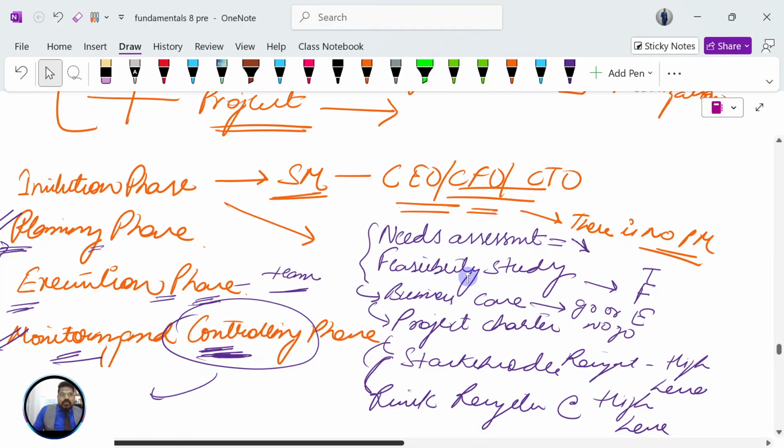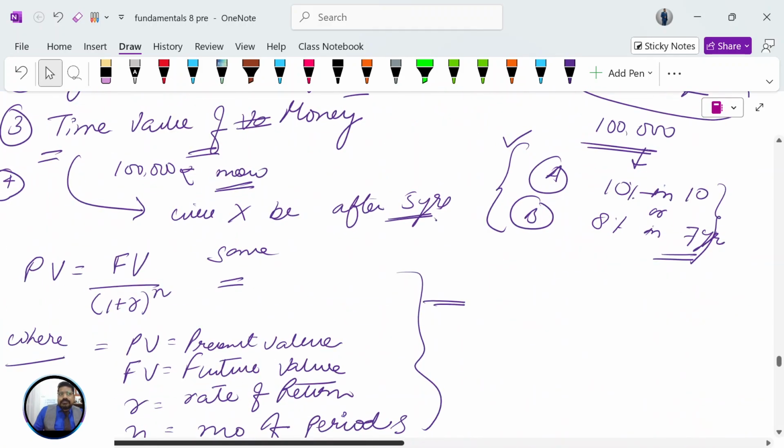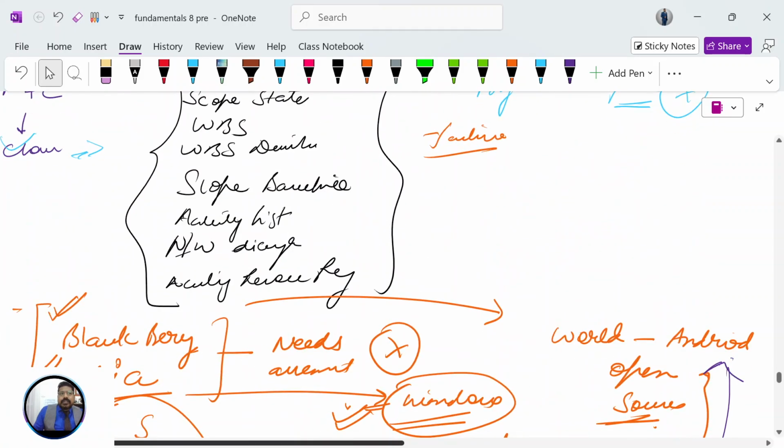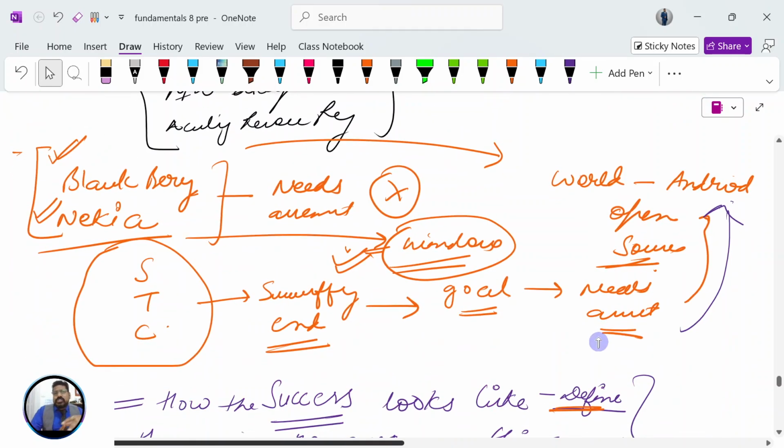Also, it may so happen that you have done the project within scope, within time, within cost, but the needs assessment was not captured correctly. So no matter how well you deliver, the project will remain unsuccessful. Examples: BlackBerry, Nokia. When everyone was moving towards Android, they kept on working towards Windows and their own BlackBerry platform. So they could not capture the needs assessment correctly.